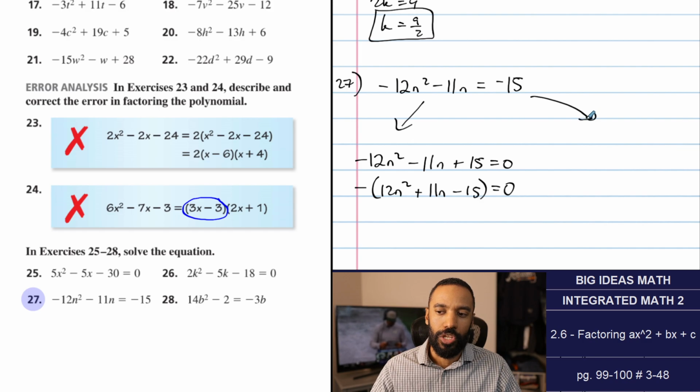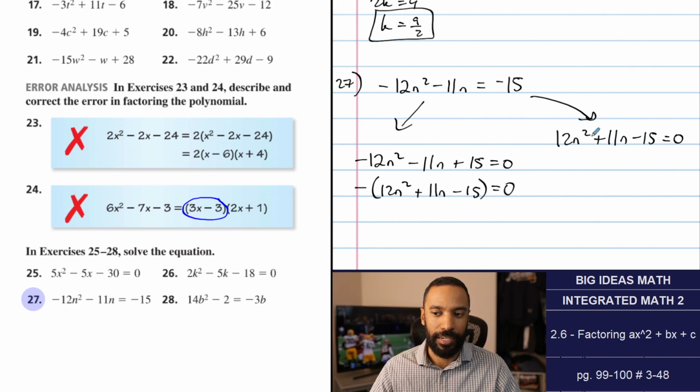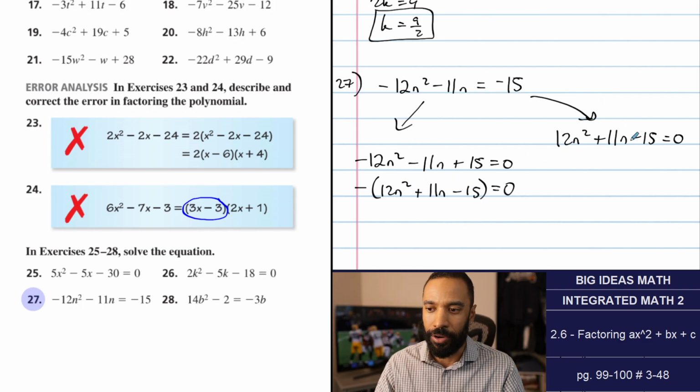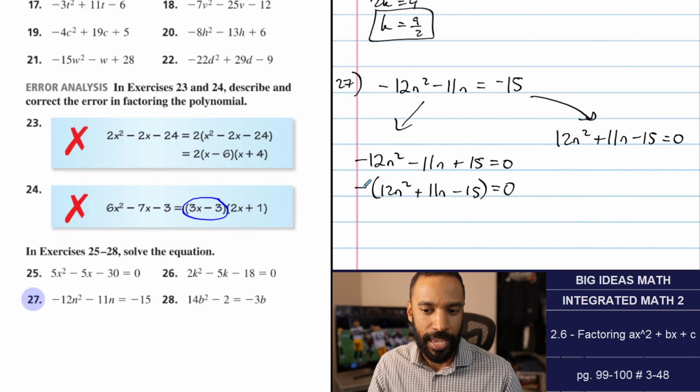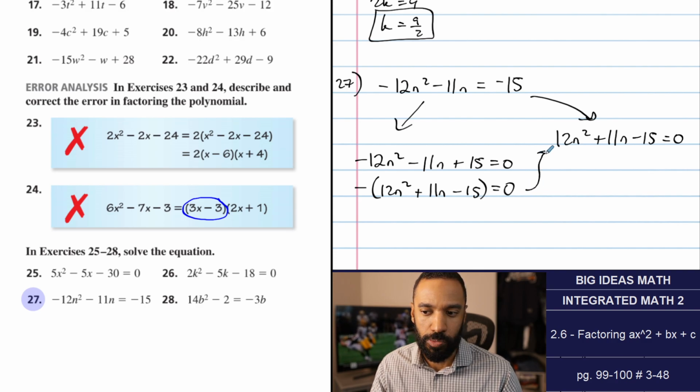Contrastingly, however you put it, you can also add 12n squared and add 11n to both sides, so it's now 12n squared plus 11n minus 15 equals 0. I just went ahead and put it on the left side of the equation because I can. But look, it's the same thing now. You say, no, there's a negative on the outside. Remember, it's a negative 1. Negative 1 can't equal 0. This won't be a part of my zero product property. From here, I can just move on into there.